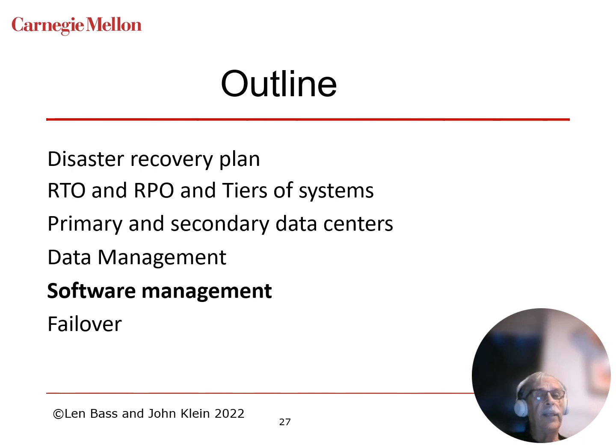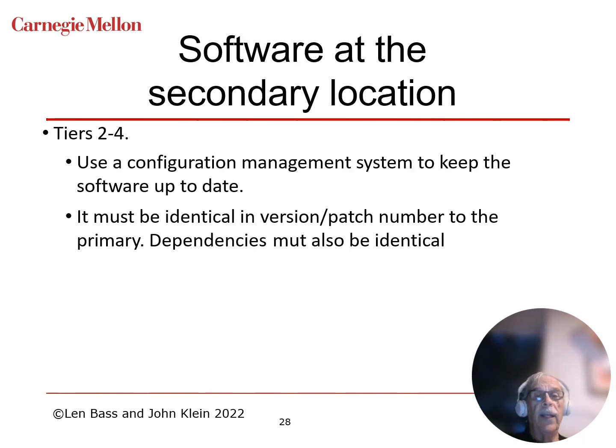Okay, so that's data. Let's talk about software. The software at the secondary location has to be the same as the software in the primary location, down to things like patch numbers. And you can do this with a configuration management system. If you'll recall, a configuration management system makes copies and propagates those copies. So it could propagate copies to the secondary data center just as well as to your laptop. It would be different software, but it's the same mechanism.